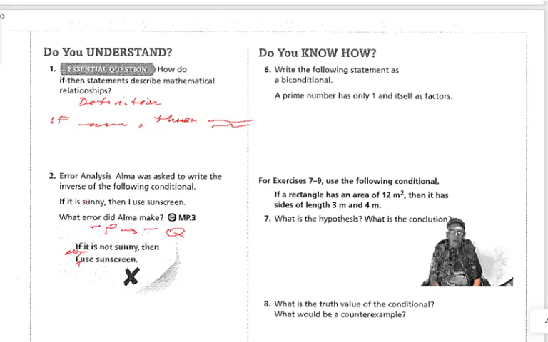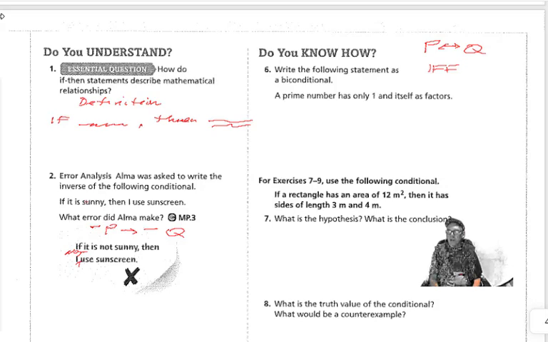Okay, write the following statement as a biconditional. Now, biconditional is if and only if. I use iff, with two F's, to keep from having to write that all the way out. The pattern for a biconditional is P double arrow Q. This means if Q, then P is true, and if P, then Q is true. So that's what the double arrow means. And in English, we usually write if and only if.